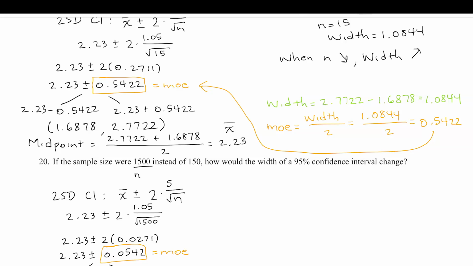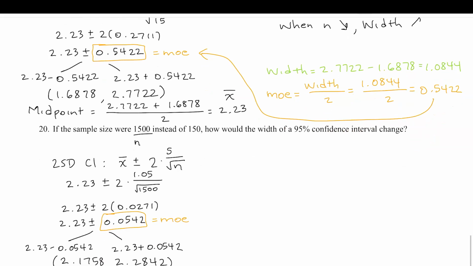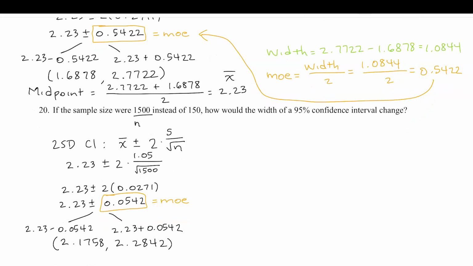When you do the subtraction, you should get 2.1758. When you do the addition, you should get 2.2842. So you have created the confidence interval. Let's go ahead and find the midpoint, where we take the high value, 2.2842, and add the low value, 2.1758. After that addition is done, I divide by 2, and lo and behold, yet again, the midpoint of my confidence interval is the statistic, in this case x bar, the sample mean of 2.23.